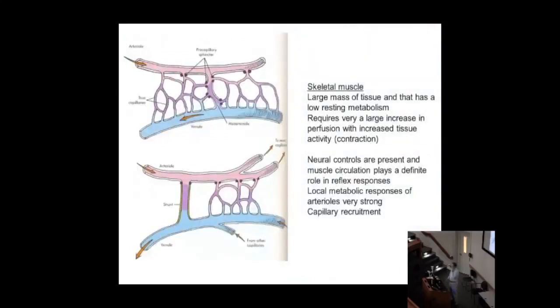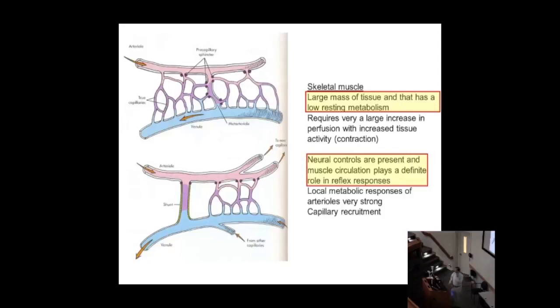Skeletal muscle is a fairly large mass of tissue, and does not require a great deal of blood at rest, but when you need more of it, you need to be able to get it quick.